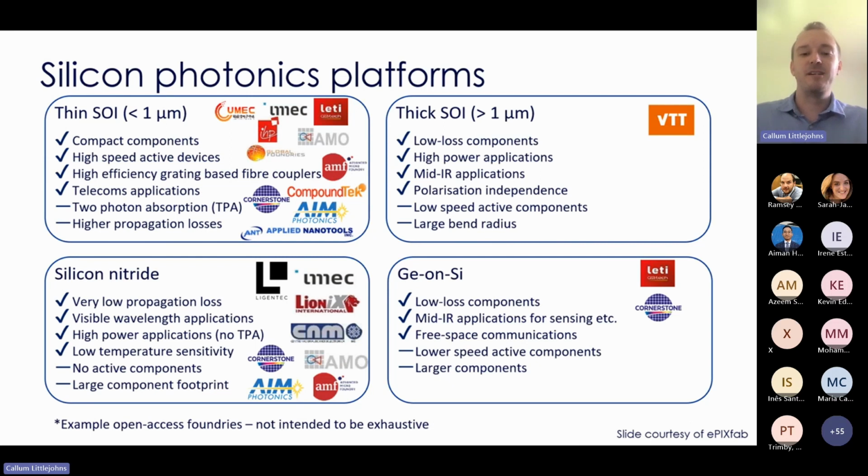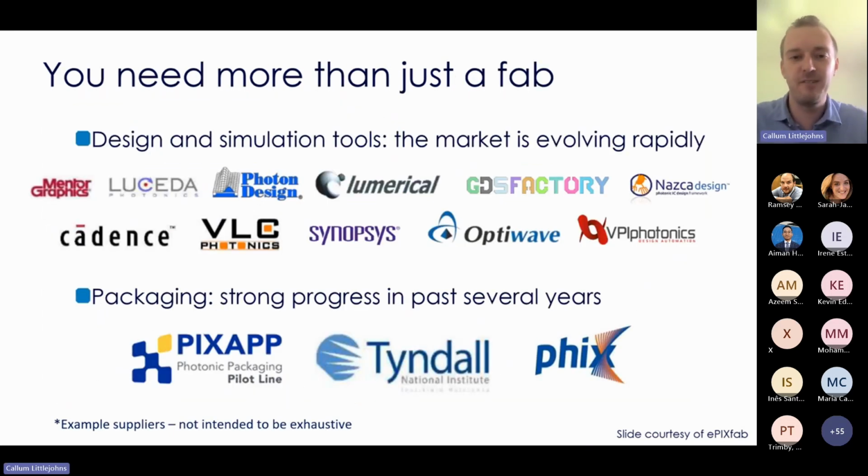And this slide, which isn't intended to be exhaustive of all of the different foundries, just picks out some different flavors of silicon photonics platforms that are available and some of the foundries where you can access them. Of course, you need more than just the foundry, and this is where the ecosystem is really evolving rapidly over the past decade. There are many software design simulation tools available now. Some of them are open source. And packaging, I'd say there's been very strong progress in that over the past several years.